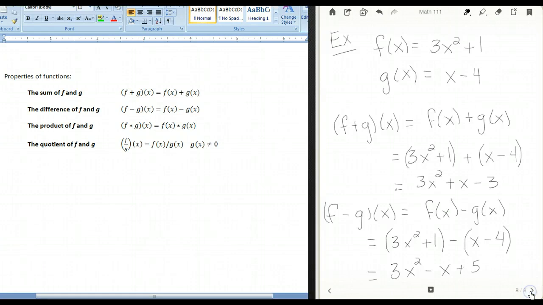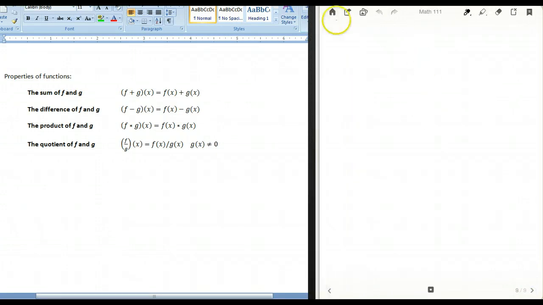Okay, let's just do the multiplication and the division here just to finish out this example. So let's do f times g of x. And I know this video is a little bit longer, sorry, but 2.1 is a long section, right? So to multiply these two functions here, notice that I do f of x times g of x. Okay, so f of x times g of x. Okay, and so what this means is I need to do what?